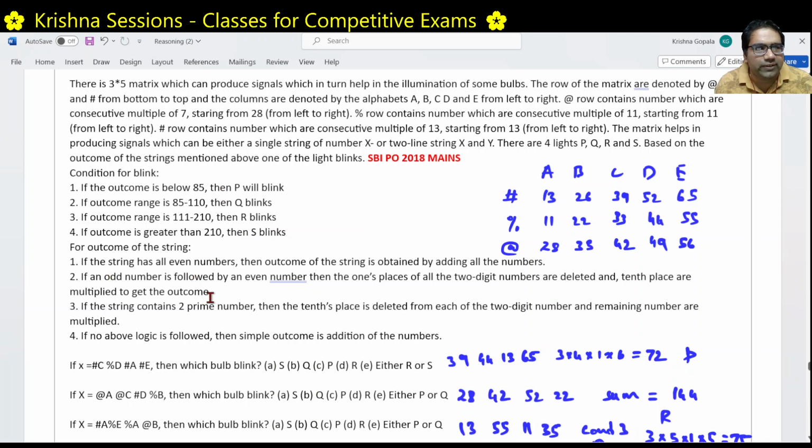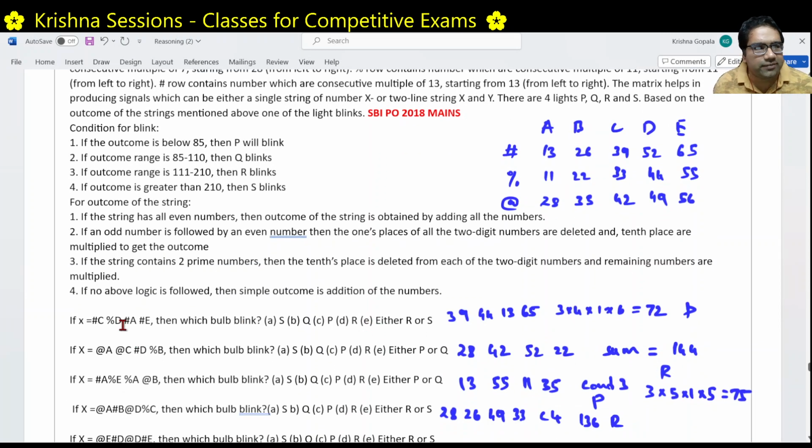If the string has all even numbers, then the outcome is obtained by adding all the numbers. If a string has 3, 4 even numbers, then we sum all the 4 even numbers. If an odd number is followed by an even number, then the ones place of all 2-digit numbers are deleted and the tens places are multiplied to get the outcome. If the string contains two prime numbers, then the tens place is deleted from each of the 2-digit numbers and the remaining numbers are multiplied. If no above logic is followed, then the simple outcome is the addition of the numbers.